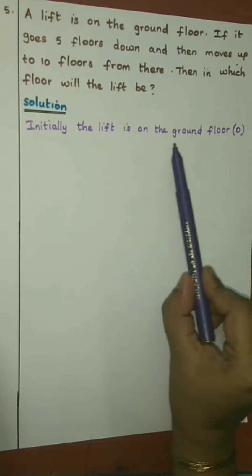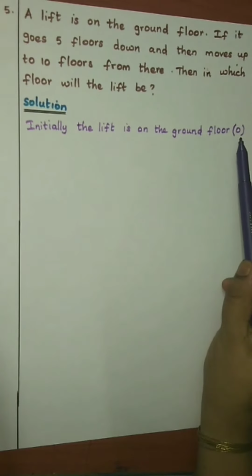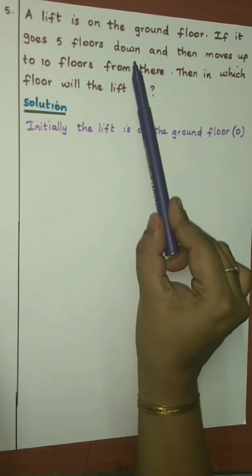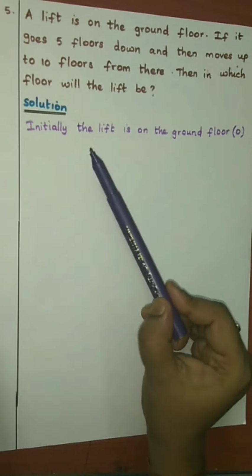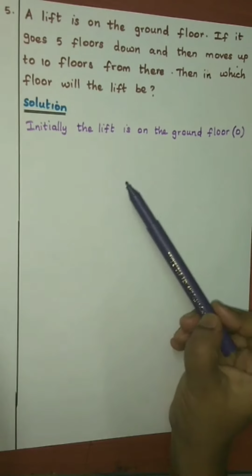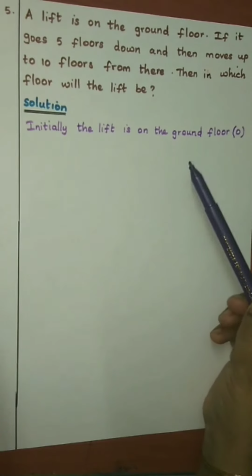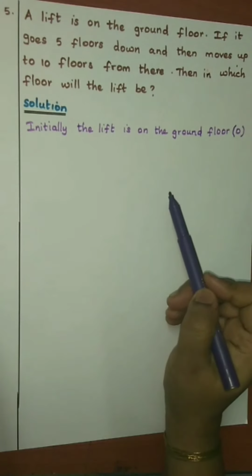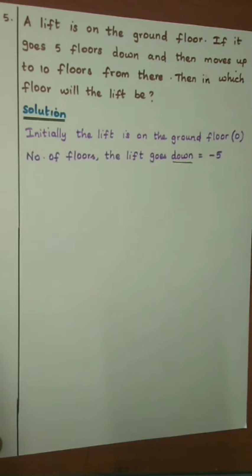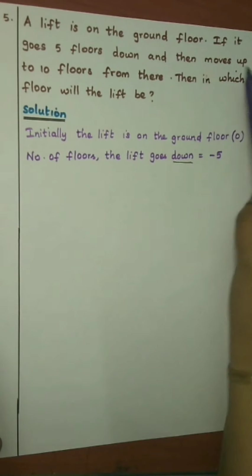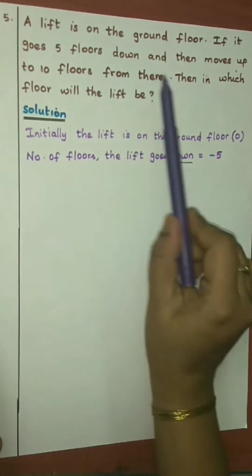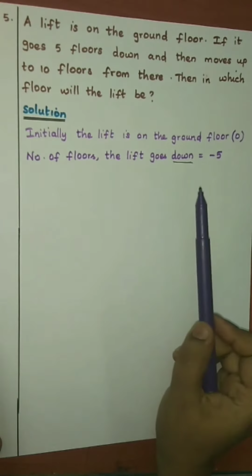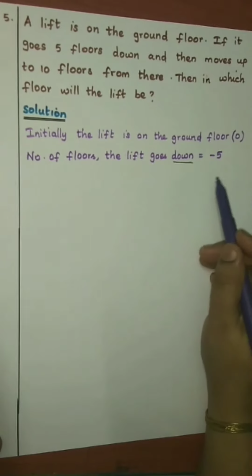Initially, the lift is on the ground floor, which represents 0. Then it goes 5 floors down. So the number of floors the lift goes down is equal to 5. Since it goes down, we put a minus sign in front of the integer 5. Then the lift moves up 10 floors from there. So the number of floors the lift moves up is equal to 10, that is plus 10.